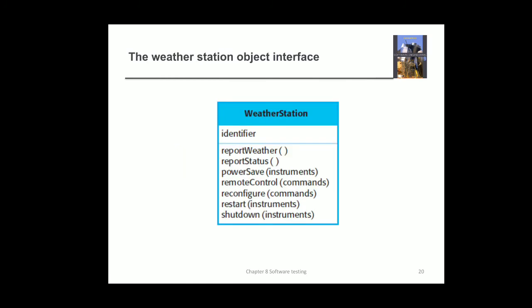This is a weather station object interface wherein we have three parts, right? At the top we have the name of the class, that is WeatherStation. Then we have the object identifier. Then we have methods, right? Report weather method, report status method, power save, with the parameters that are present over here.